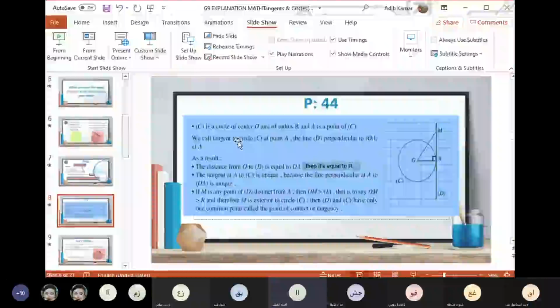We call tangent to circle C at point A the line G perpendicular to OA at A. As a result, the distance from O to G is equal to OA, which is equal to R.